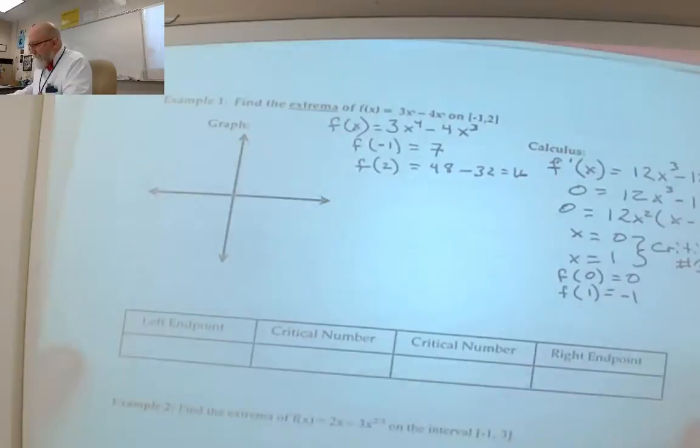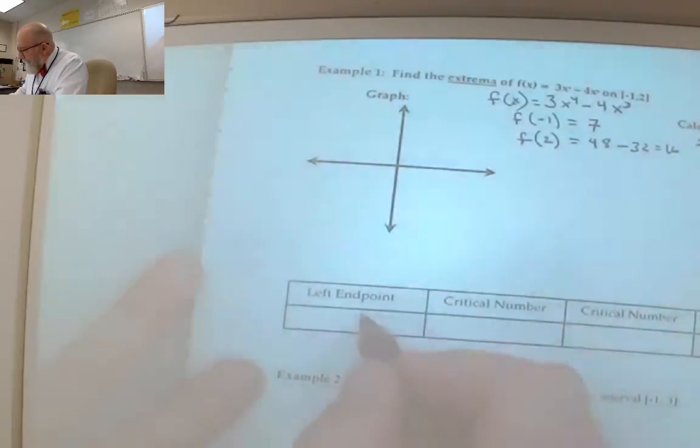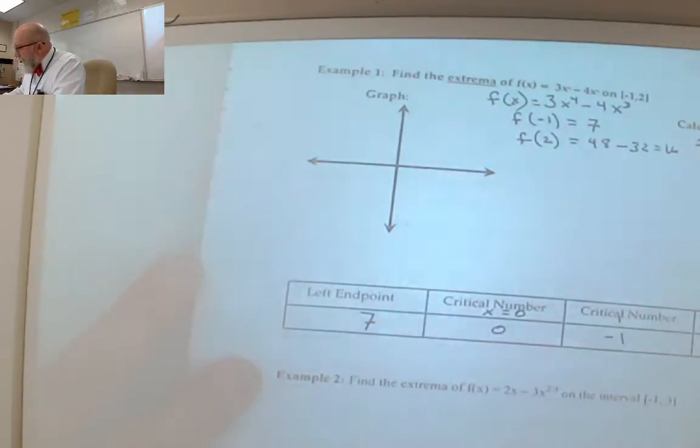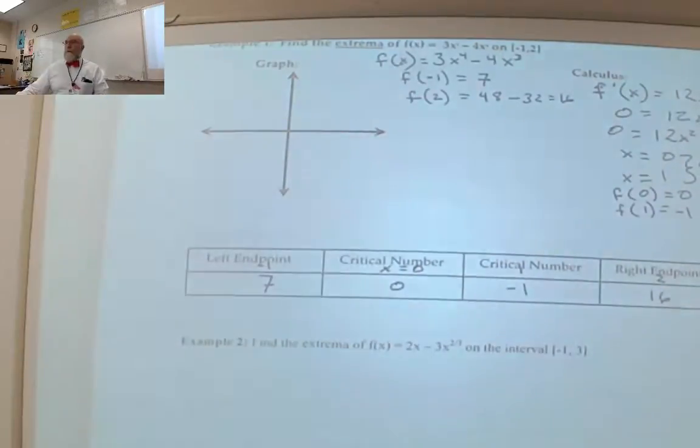So, my left endpoint has a value of 7. I had a critical number of x equals 0, and I got 0. I had a critical number of 1, and I got a -1. I probably should have put a -1 here. I had a right endpoint of 2, and I got 16. Those are the only 4 numbers I have to consider.